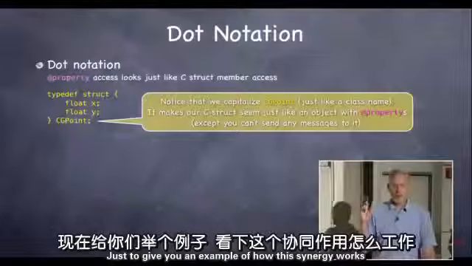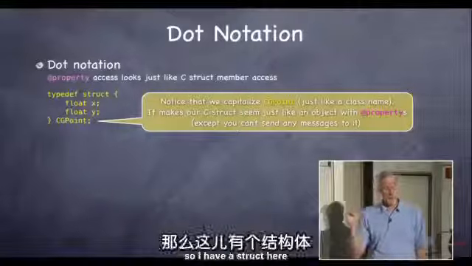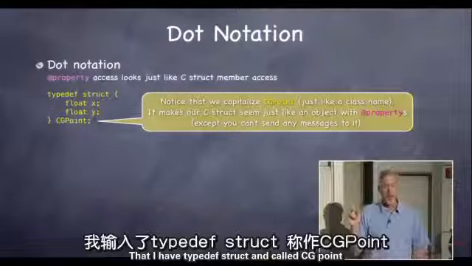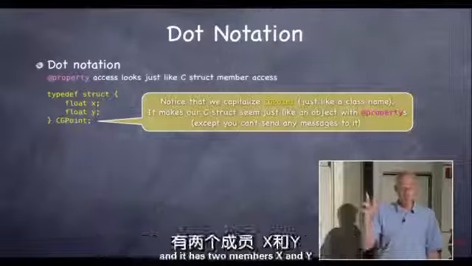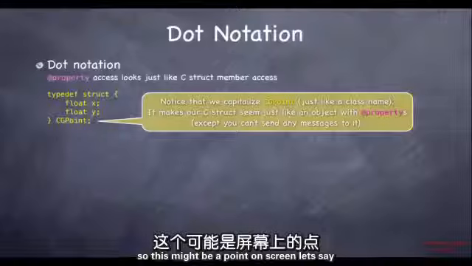Just to give you an example of how the synergy works, I created a little code example. So I have a struct here, a C struct. I have a typedef called CGPoint. It has two members, x and y, two floating point numbers. So this might be a point on screen, let's say.